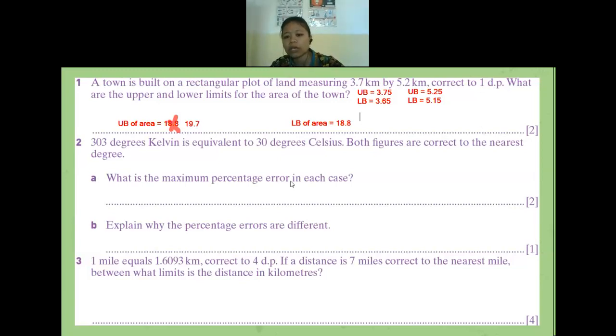Okay, is there anyone having difficulties with question 1? If no one has difficulties, I'll move to question 2. Is there anyone having difficulties? Is there anyone? No, teacher. Okay. So if no one has difficulties, I'll continue to question 2. This is 303 degrees Kelvin is equivalent to 30 degrees Celsius. Both figures are correct to the nearest degree.